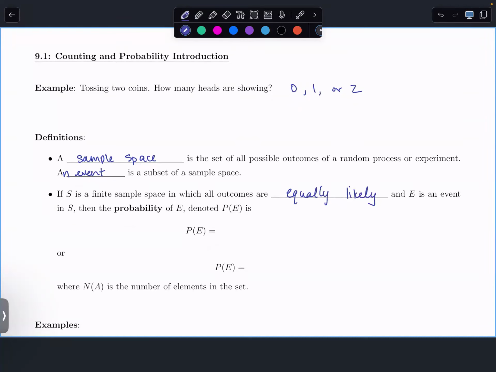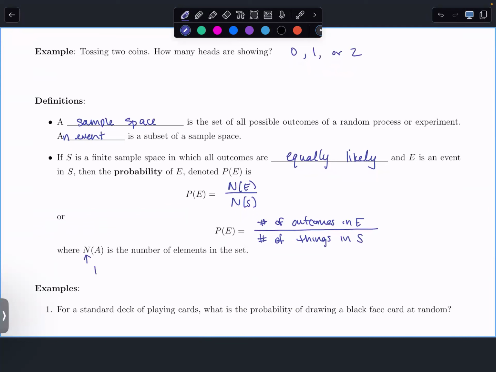and E is an event in S, then the probability of E, denoted P of E, is the number of things in the event divided by the number of things in the space. So this is the number of outcomes in E divided by the number of outcomes in S. Remember N of A, that's the cardinality of a set. Those absolute value bars around a set is how many things are in the set. So N of A means the same thing.